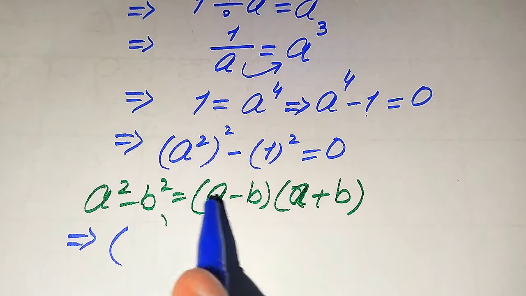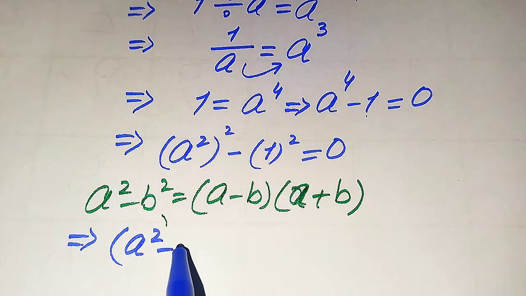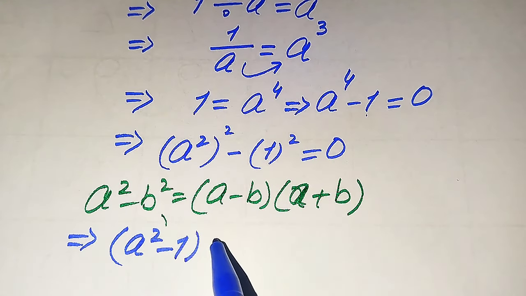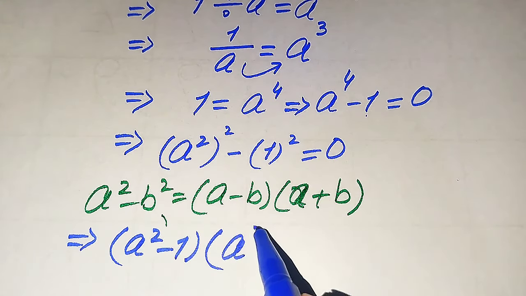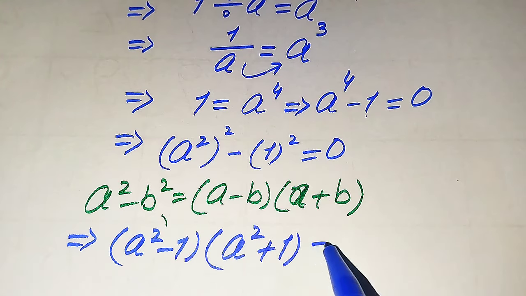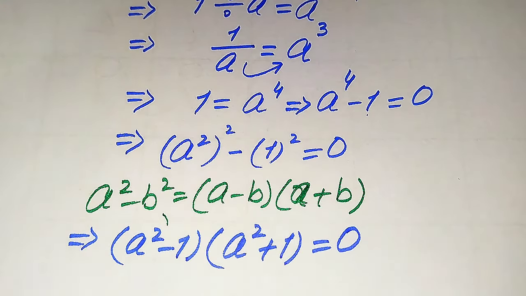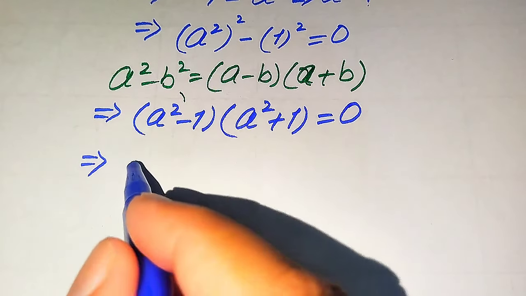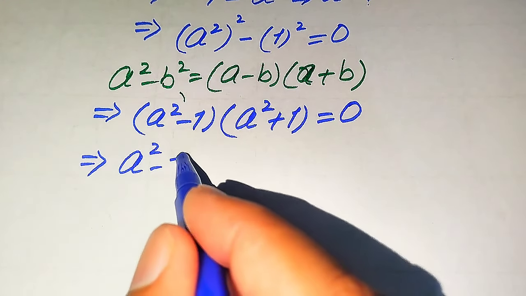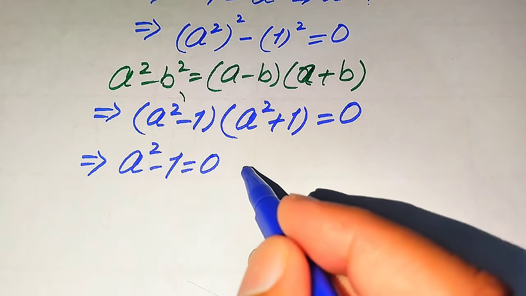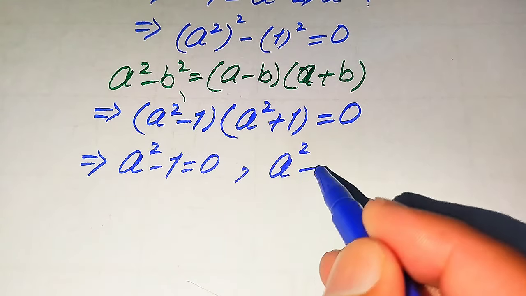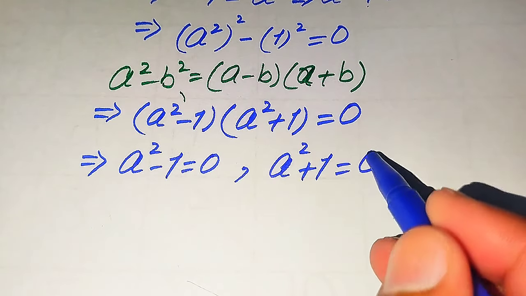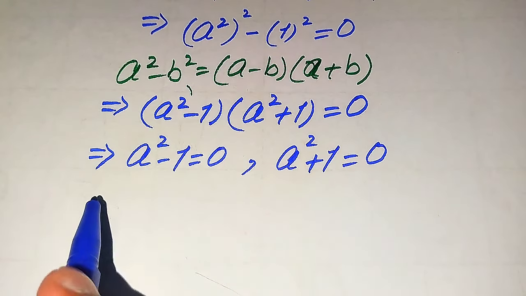So first you have a minus b, where our a is a square and b is 1. After substituting these values, it becomes a square minus 1 times a square plus 1, and this whole equation equals 0. And now we divide this equation into two cases. The first case is a square minus 1 equals 0, and the second case is a square plus 1 equals 0.